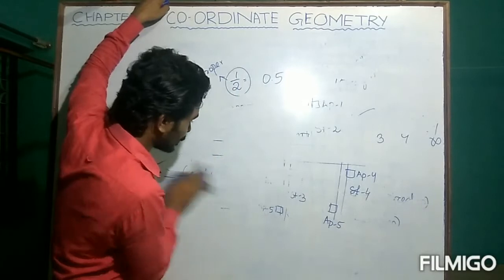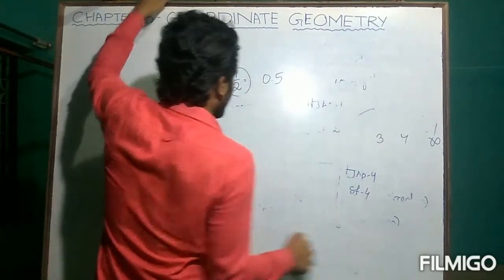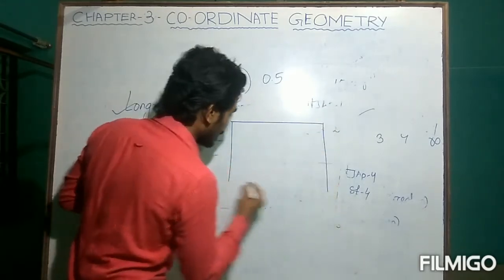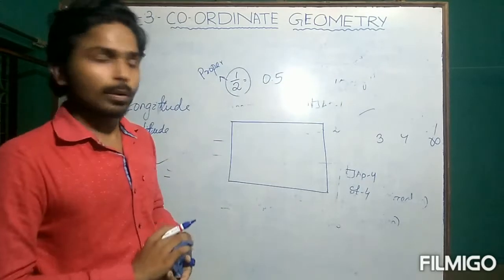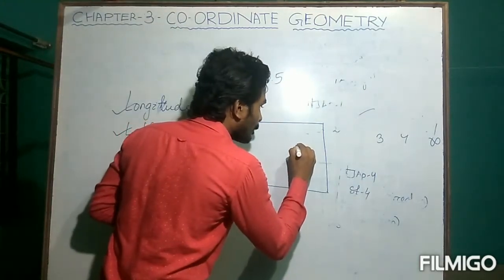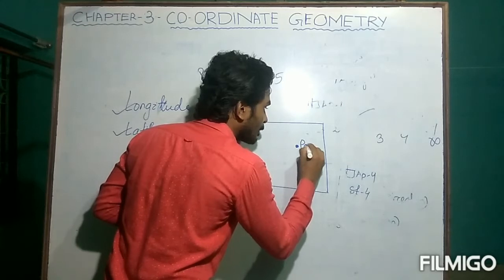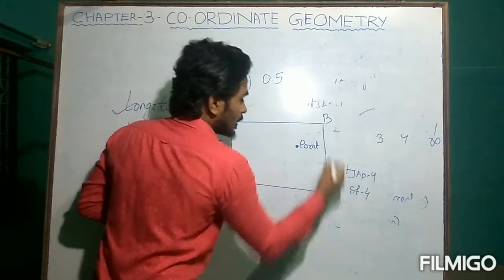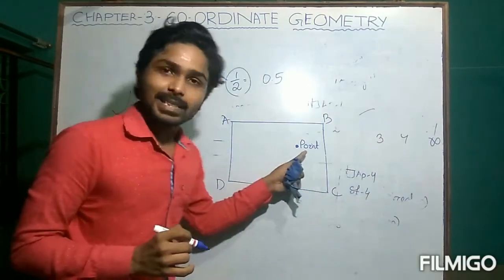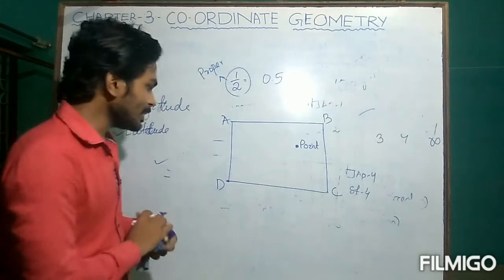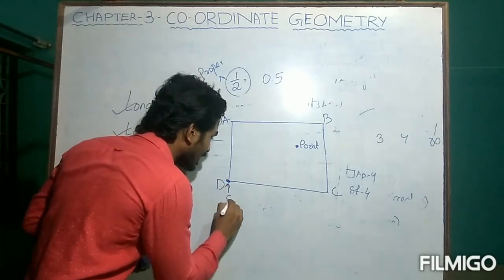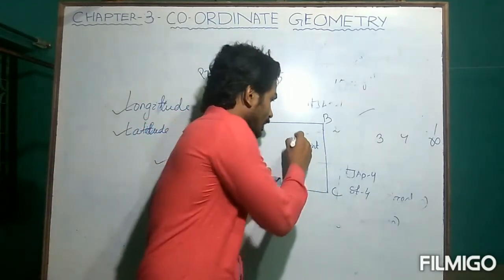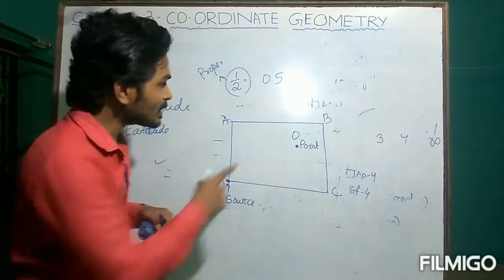Suppose this is a piece of paper. This is a piece of paper. And here also a point is given. This is a point. And someone told you to reach this point starting from D. That means your source is D, you have to start from D, and you have to reach this point. Suppose this is O. Then how can you reach this point?